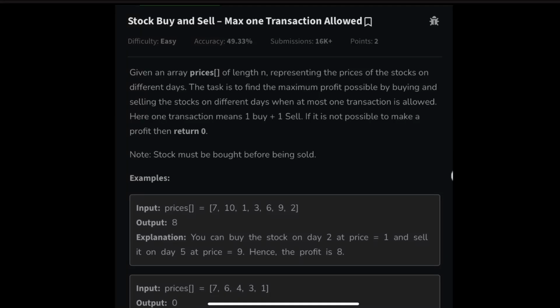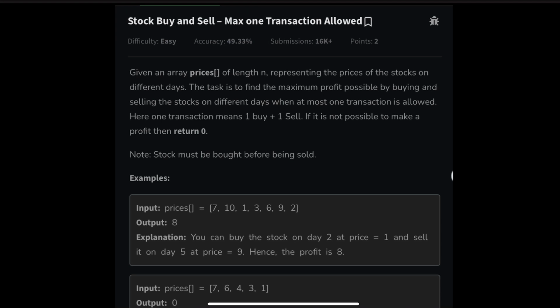So today we are going to solve the problem stock buy and sell, max one transaction allowed, which is an easy level problem and it is very similar to yesterday's problem that we have solved. Although we can solve this problem using yesterday's approach through dynamic programming by introducing extra parameter there. So let's read the problem description first.